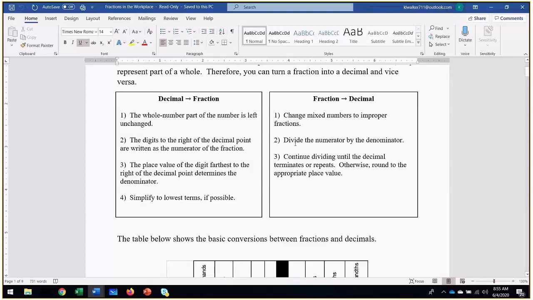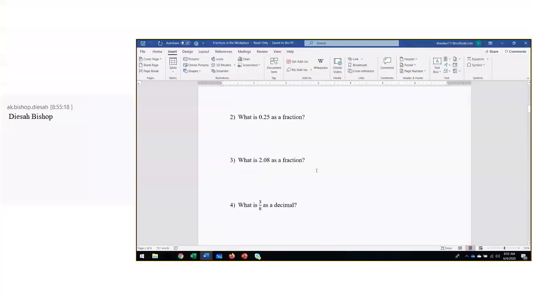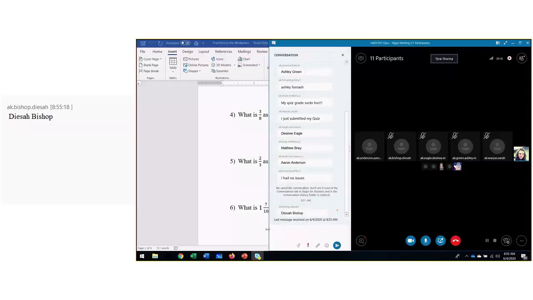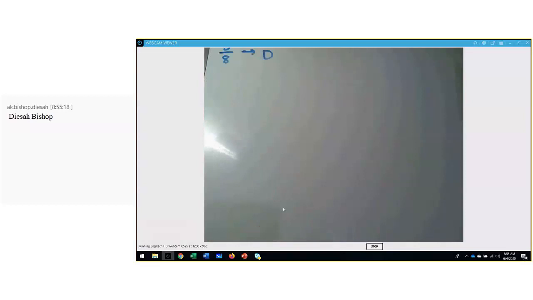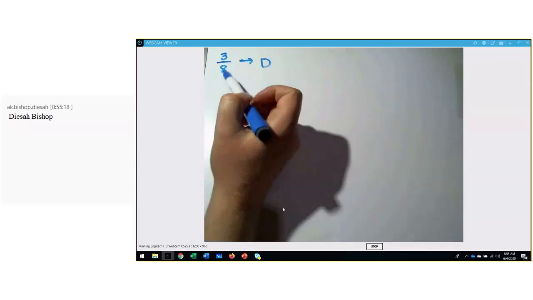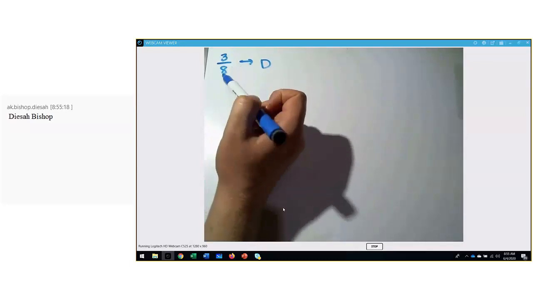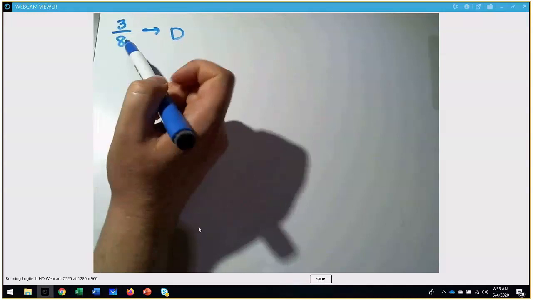All right, so let me jot down the first problem real quick. I am working now towards the bottom of this page. We're going to go 3/8 first. Let me see what that is. Oh, okay. All right, 3/8 to decimal form. There we go. All right, so I don't have mixed numbers here. I have a regular proper fraction. So that means I'm going to just start dividing.